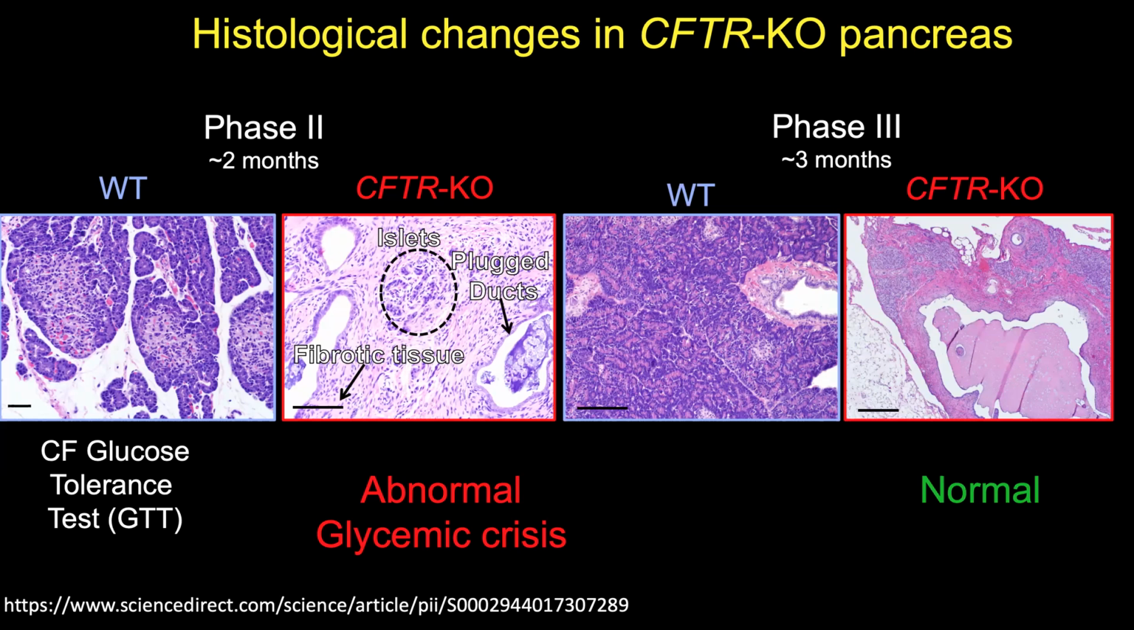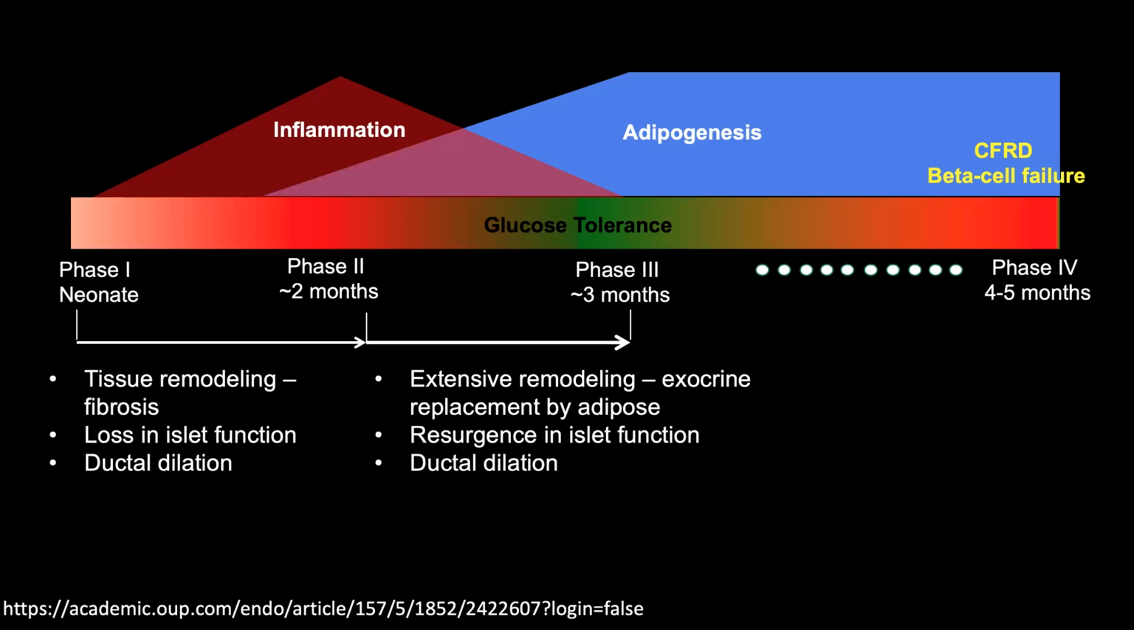Further, at 3 months of age, the pancreatic pathophysiology of CFTR knockout ferrets continued to worsen, with near complete loss of acinar tissue and adipose tissue infiltration. The ducts were dilated and mucus obstructed, with coalesced islets close to them in fibrotic tissue. Remarkably, the CFTR knockout ferrets at this stage recovered from their glycemic crisis.